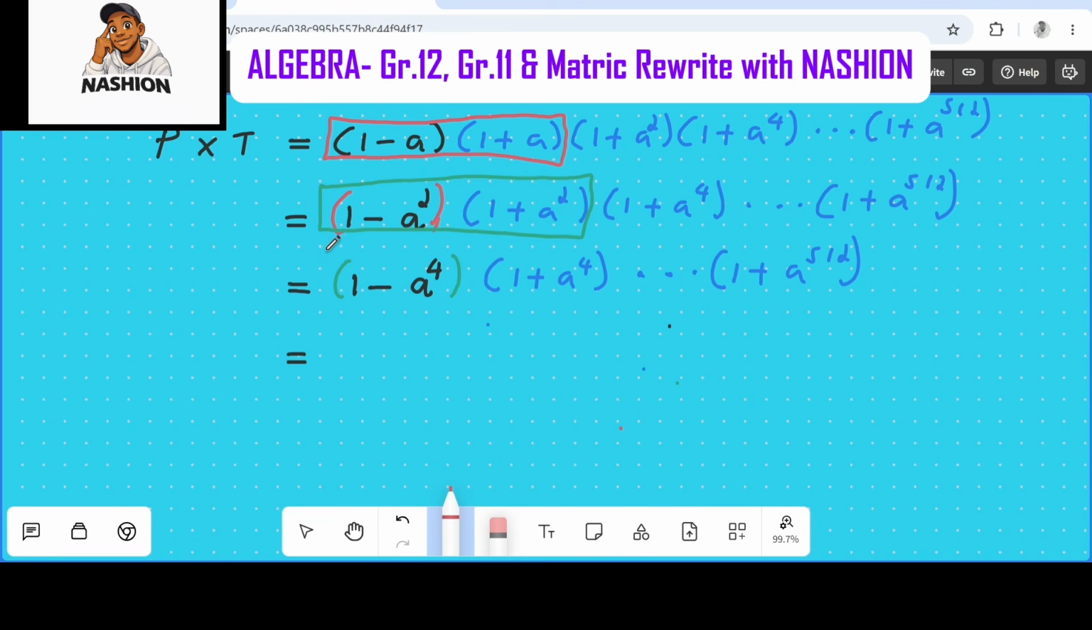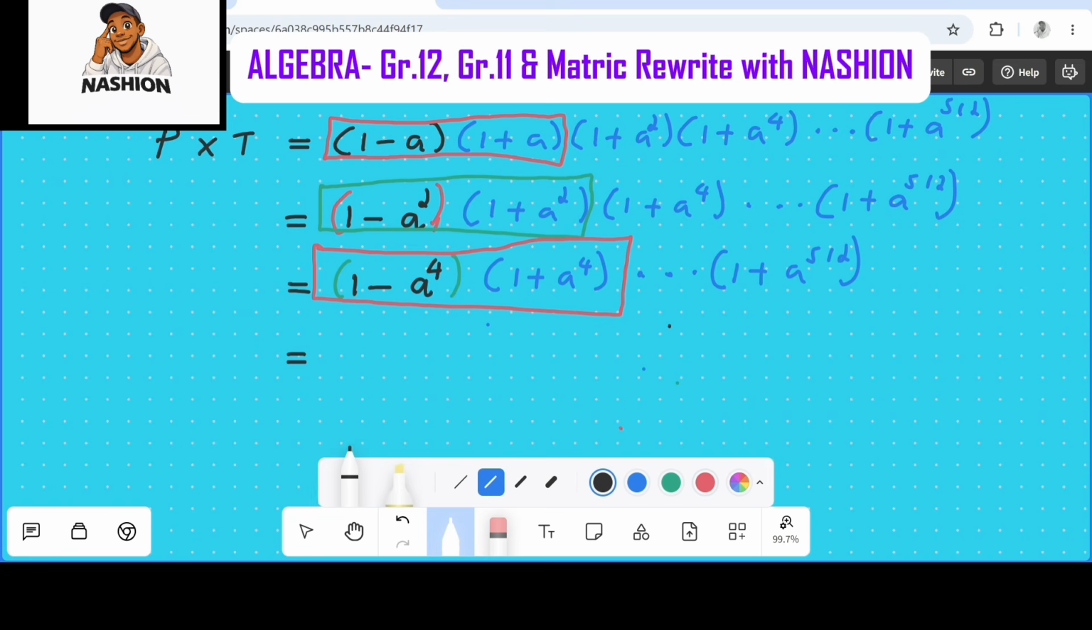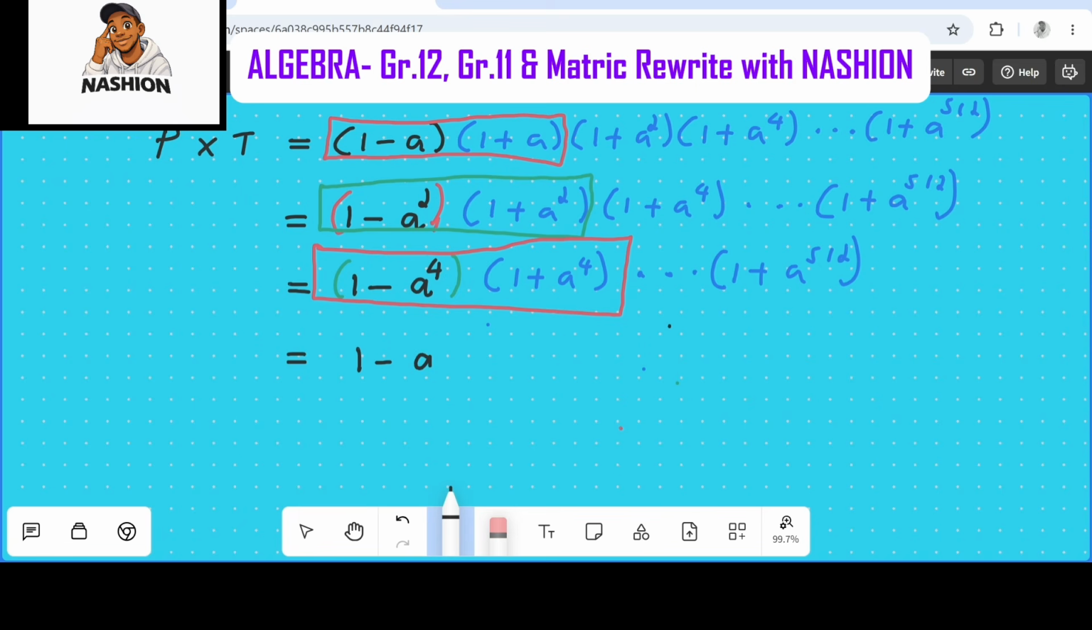Once again, guys, everything in the red box here, that's another difference of 2 squares. 1 minus a to the power 4 into 1 plus a to the power 4 can be written as 1 minus a to the power 8. So when you factorize 1 minus a to the power 8, you're going to get everything in the red box. Let's write what is left, which is 1 plus a to the power 512.